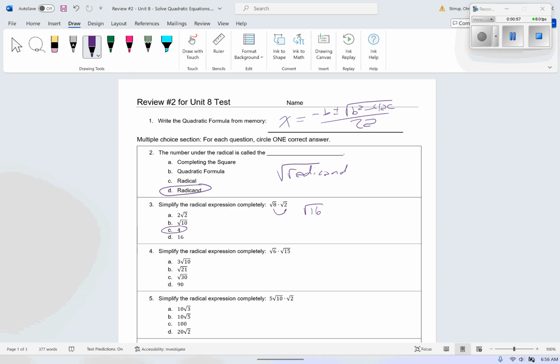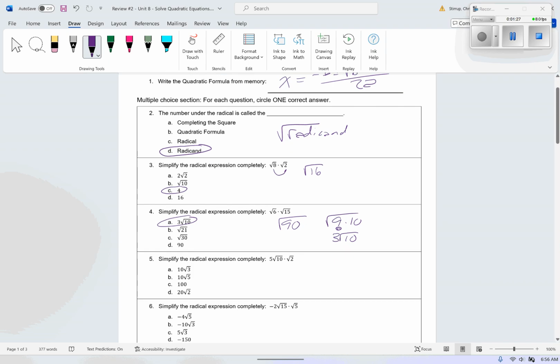So again, we're going to multiply underneath. We multiply the 6 and the 15 because they're both underneath the radical. So 6 times 15 is 90, so I get root 90. And then we're going to break this down. So remember, perfect squares are up on the board, so make sure you look at them. So this is going to break down to 9 times 10. Square root of 9 is 3, so I get 3 root 10, which is answer A.